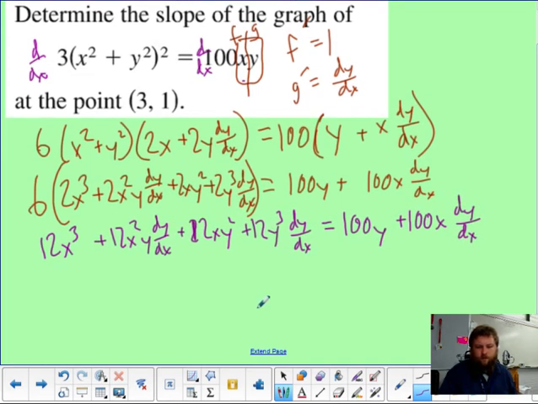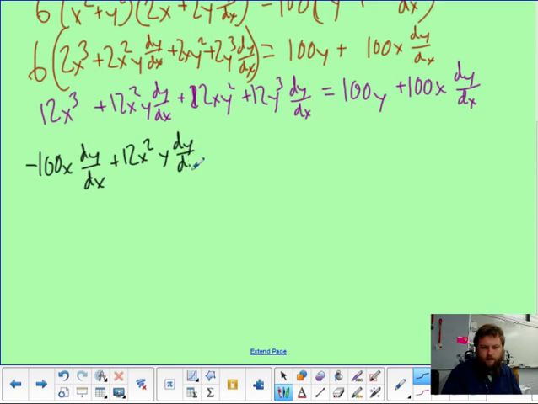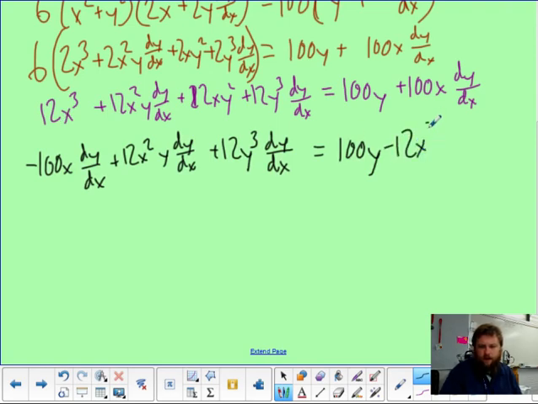Now I'm going to rearrange terms, and I'm going to kind of skip some of the work in here. But the dy/dx terms are going to come over here. So this is going to be negative 100x dy/dx. This term is going to stay plus 12x squared y dy/dx. And this term is going to stay plus 12y cubed dy/dx equals 100y. And then this is going to be subtracted, minus 12x cubed. And this will be subtracted, minus 12xy squared.